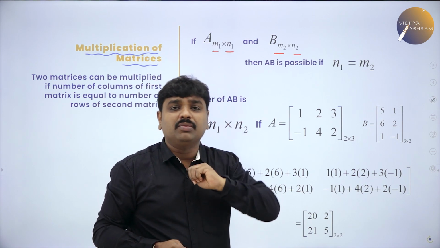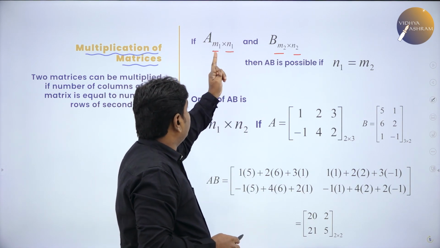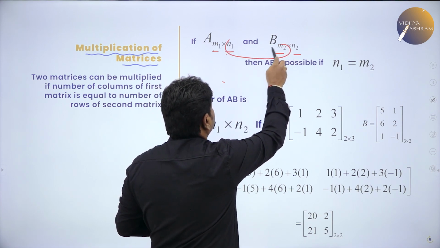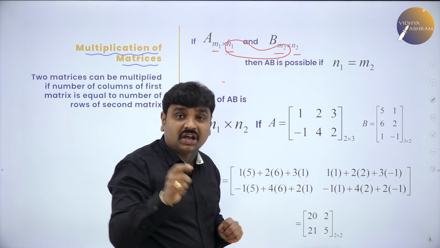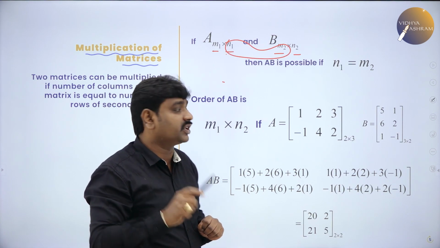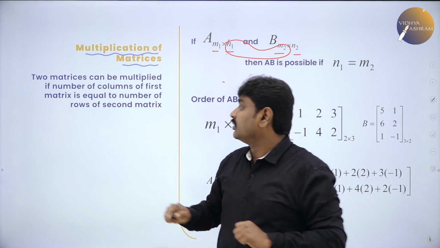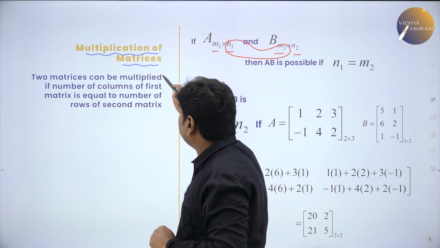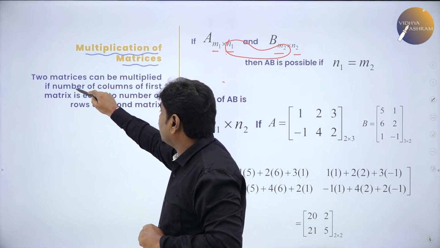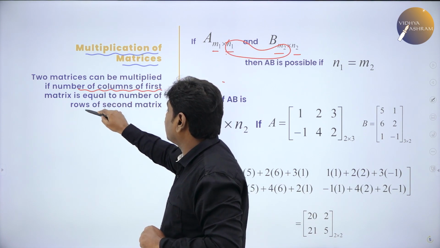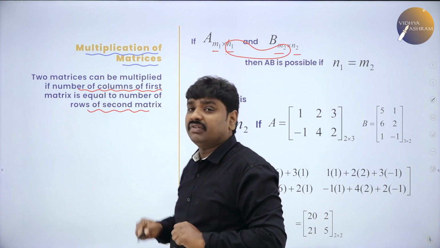When can we do A into B? When n1 is equal to m2, that is, these two numbers should be the same. What does it mean? The number of columns of the first matrix should be equal to the number of rows of the second matrix. So see, two matrices can be multiplied if the number of columns of the first matrix is equal to the number of rows of the second matrix. Very very important.